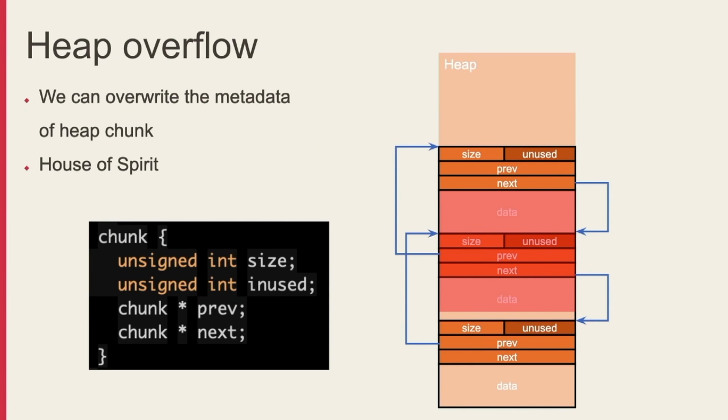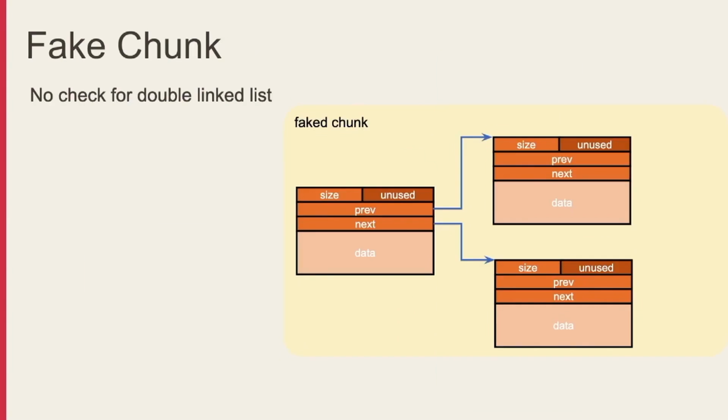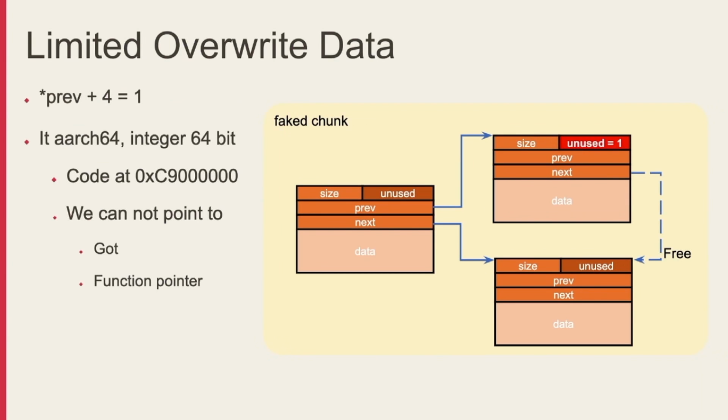We use the traditional heap exploitation technique, House of Spirit, to achieve arbitrary code execution. There is no track for the double linking list for the heap, so we can fake the chunks and overwrite the heap's metadata to insert our faked chunk into the heap. Once we can insert the fake chunk into the heap and free it, we can overwrite arbitrary address.